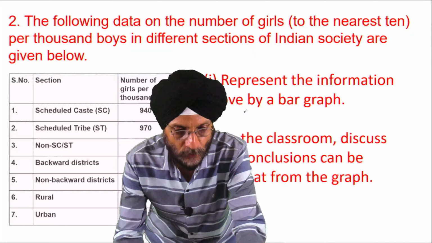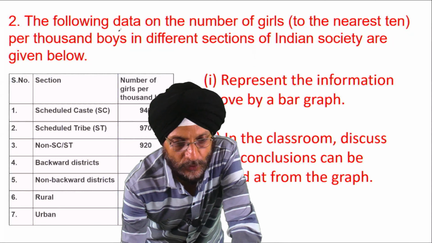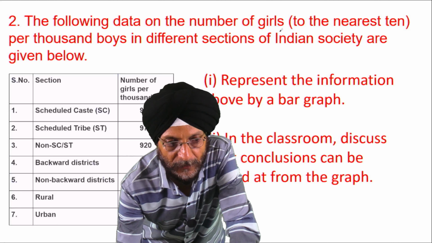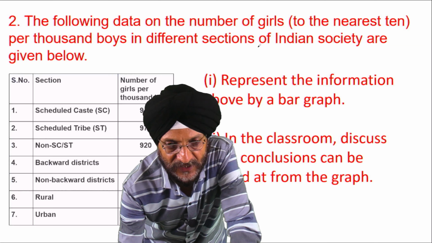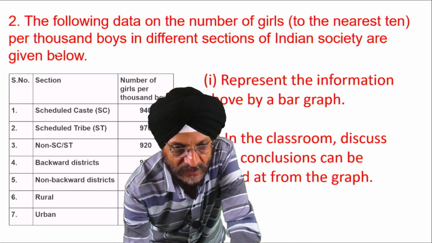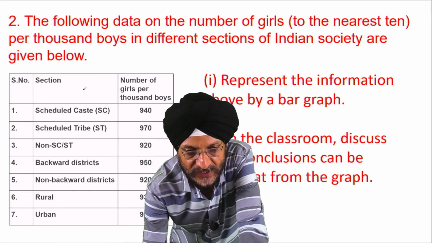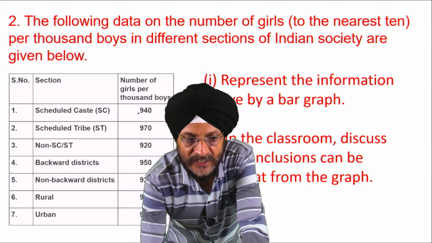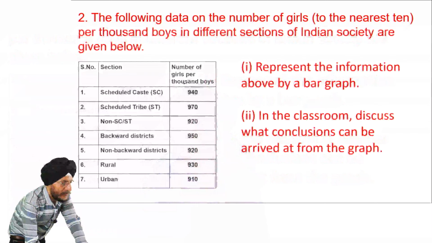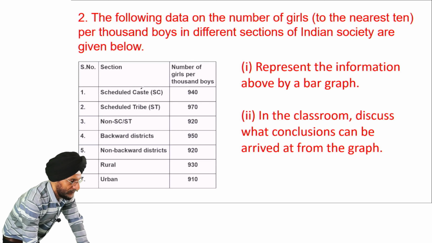Now the question before us is the following: data on the number of girls per thousand boys in different sections of Indian society are given below. This is the table which shows the data in respect of the number of girls per thousand boys in respect of the different sections of Indian society.